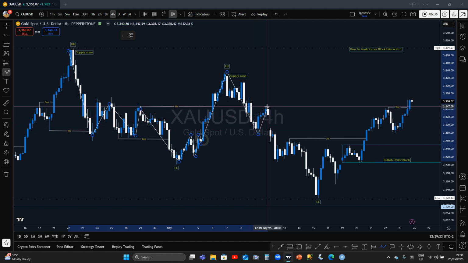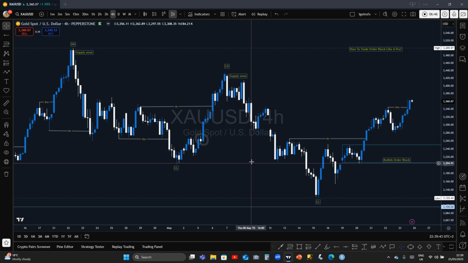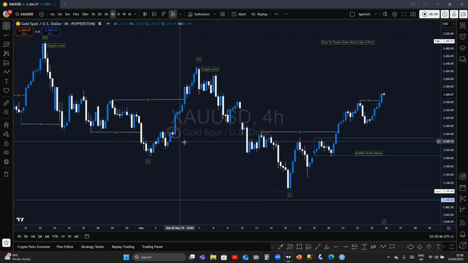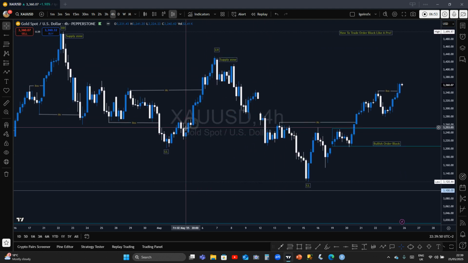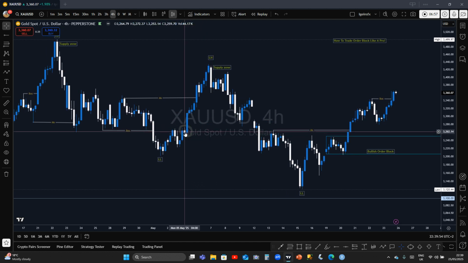But it only reacted a little, then it failed. You see, it failed and came down. So what I am trying to explain here in essence is that an order block is just a place where financial bodies take position.